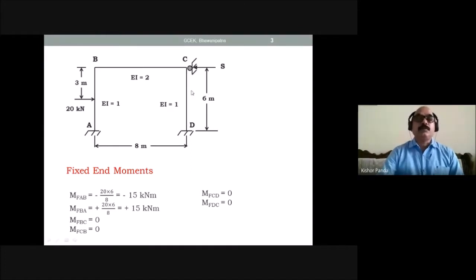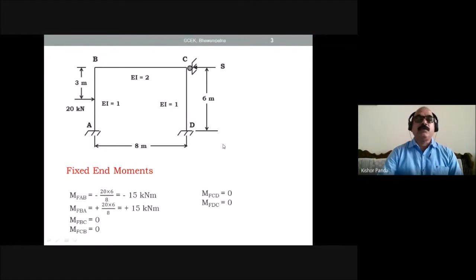Then what you have to do? Then you have to find out the fixed end moments. You see, this is ABCD. A and D are fixed, and here there is one lateral load, 20 kilonewton. Due to this load, you have to find out the fixed end moments MFAB and MFBA. This is the lateral loading 20, present at the midpoint of the vertical member AB. So MFAB is equal to minus 20 into 6 by 8.